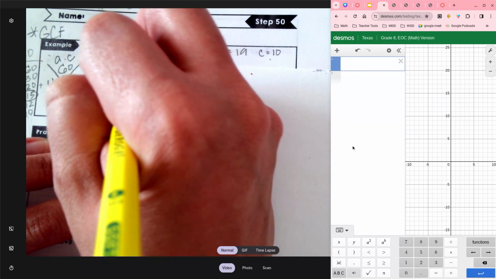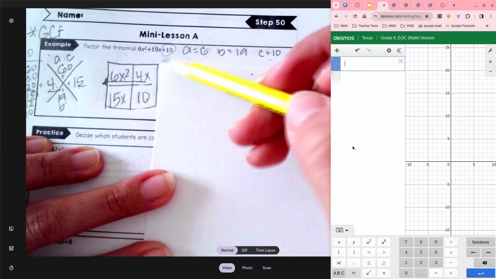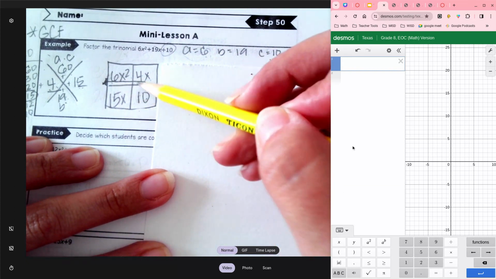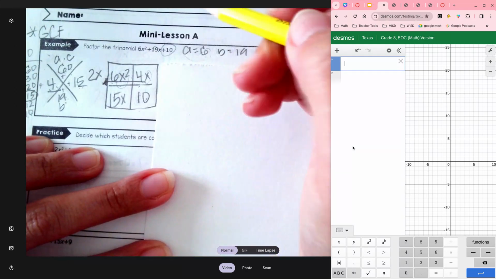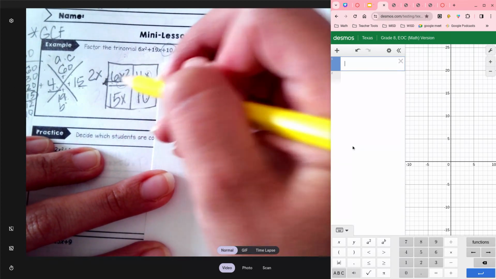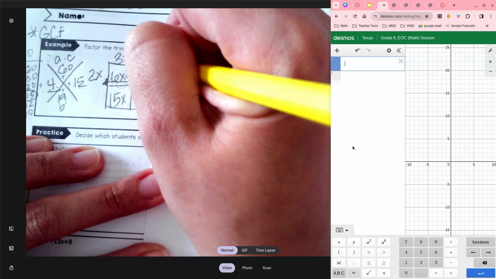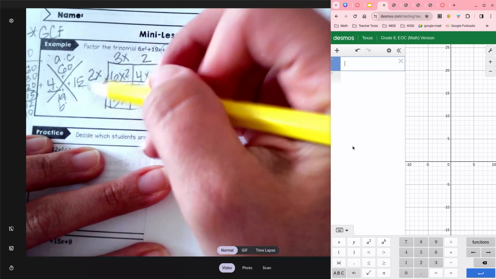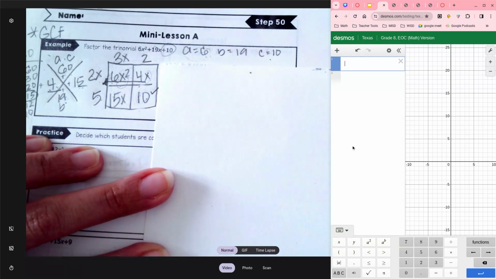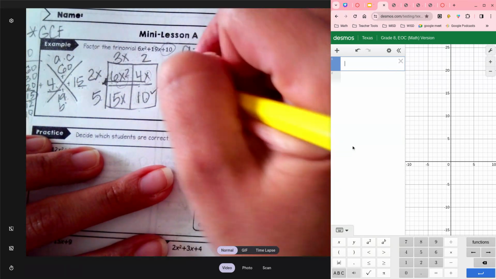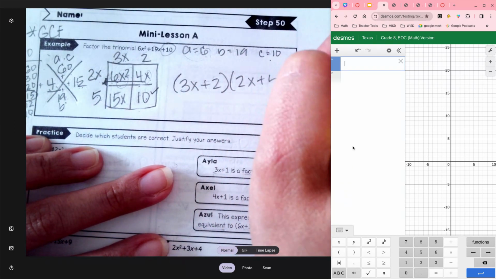And then I use my first row and find the GCF of 6x squared and 4x. The GCF of 6 and 4 is 2. 2 goes into both of those evenly, and they both share at least one x. So 2x is the GCF. I work backwards. What times 2x gives you 6x squared? Well, that's 3x. What times 2x gives you 4x? 2. And what times 3x gives you 15x? 5. 2 times 5 comes out to be 10. So my factors are 3x plus 2 and 2x plus 5.